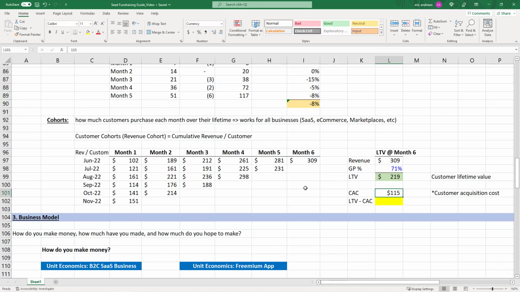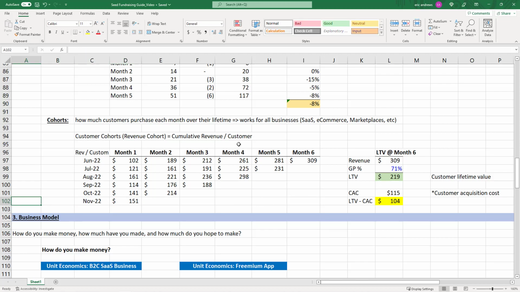But let's say our CAC, which is our average marketing spend to get a new customer, is $115. Well, if in month one we only made $101 of revenue off them in their first month, we can't spend $115 in marketing to acquire that customer. But if you could see that by month 6, they were spending $309 and $219 of that is profit, well, then you can easily spend $115 in marketing to acquire them because you're still going to make $100 of profit after recovering your CAC. And so that's the power of cohorts. They tell you a lot about your payback cycles and your marketing costs.